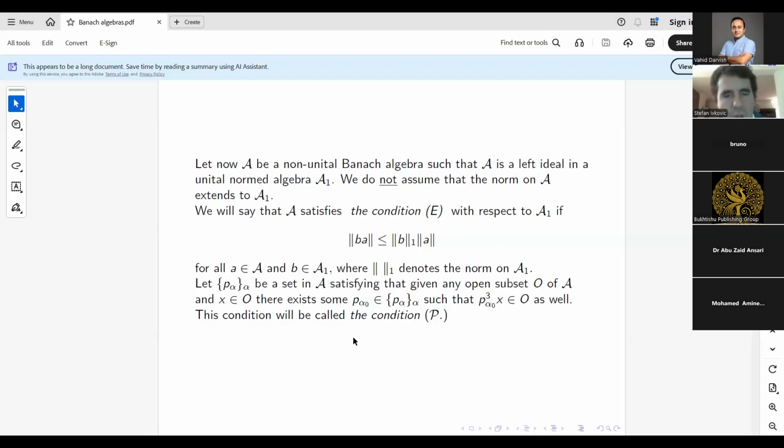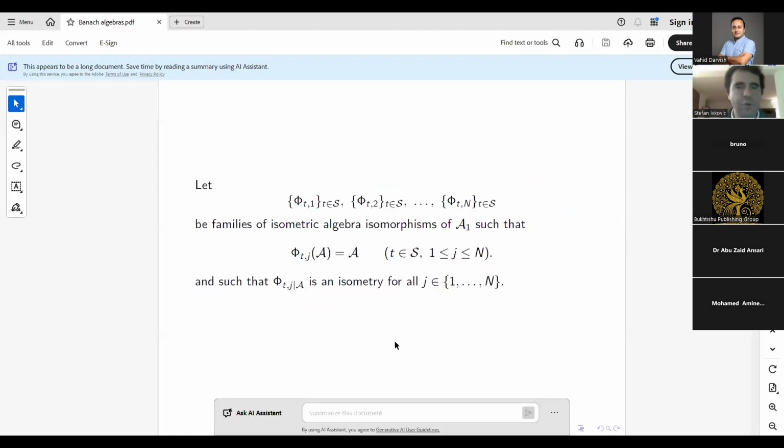Also, we shall assume that there exists some subset of A, (p_alpha) indexed over some alphas, satisfying that given any open subset O of A and any x in O, we can pick up some p_alpha_0 in this set, such that p_alpha_0^3 times x belongs to O as well. So in a way, p_alpha^3 should behave like an approximate unit, but in order to avoid speaking about whether the index set is directed or not, I choose to define this condition in this way here. So this condition will be called the condition P.